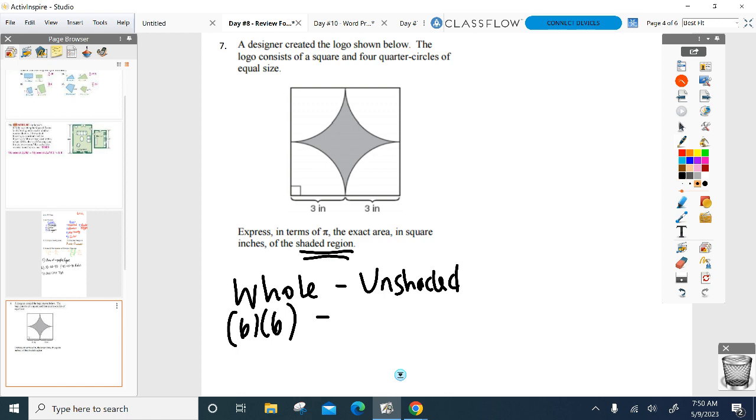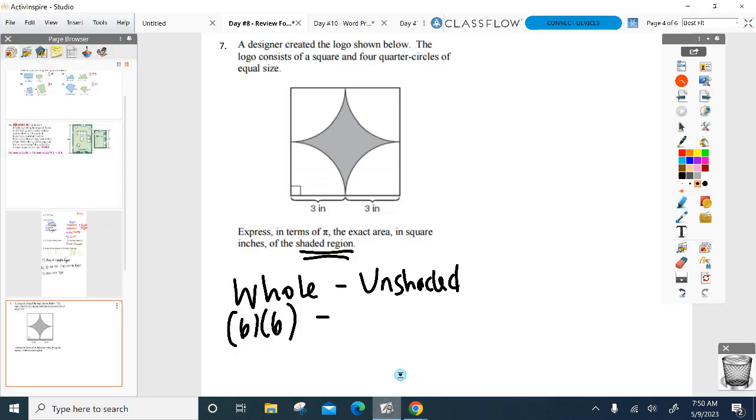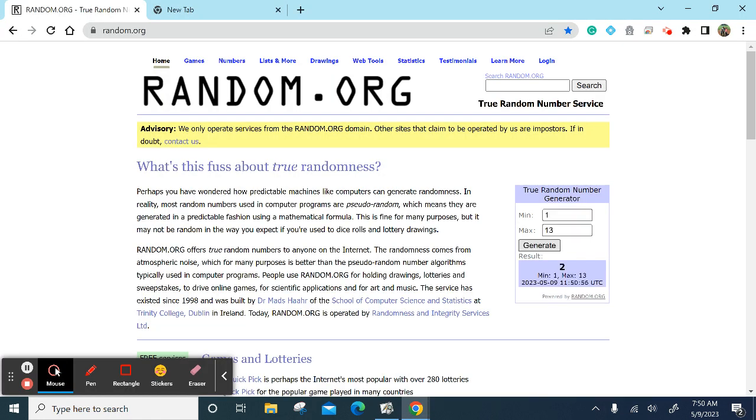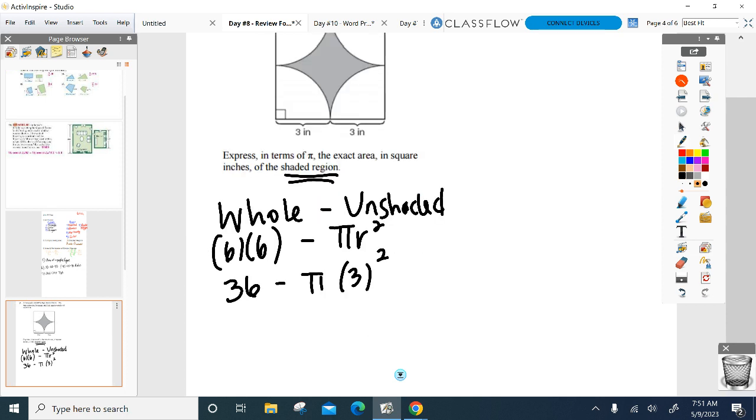Minus, describe to me these unshaded parts. What are these unshaded parts here? They're all quarter circles, and there's 4 of them. So if I put them together, I'm going to get a full circle, right? So pi r squared. Now I'm at 36 minus pi. What's the radius of one of those quarter circles? The radius is 3. 3 squared. Yep. And then I keep going. 36 minus, that becomes 9 pi.